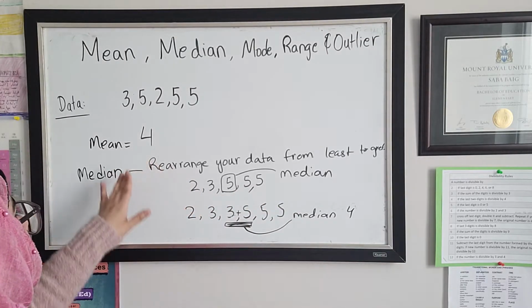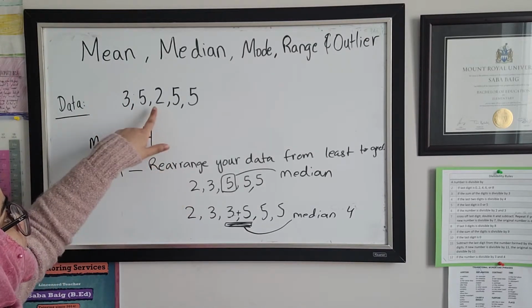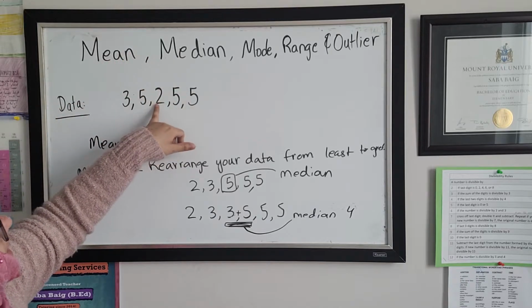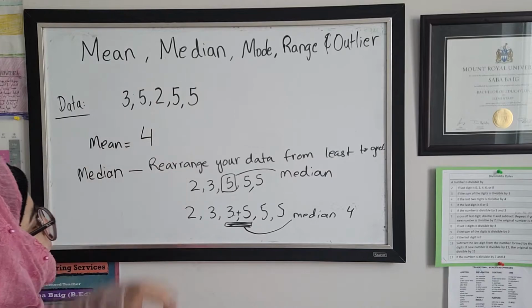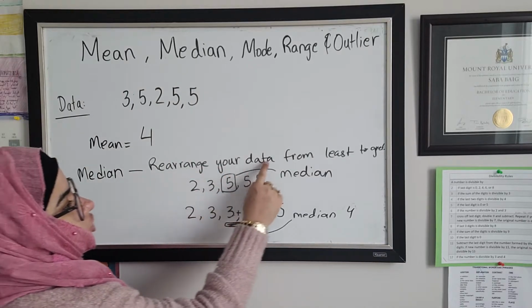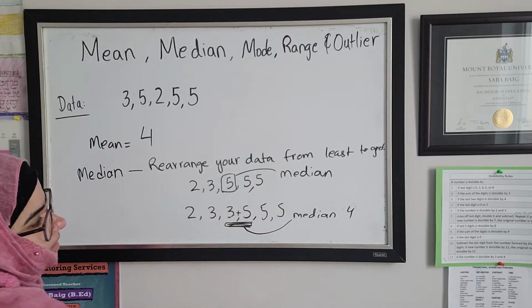So in this data, the median is 5. According to the data as given, you can see it starts with 2, but please, 2 is not the median because you need to rearrange. Do remember, rearrange your data from least to greatest. So I rearranged my data and the median is 5.